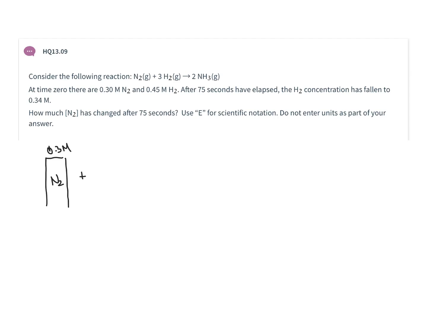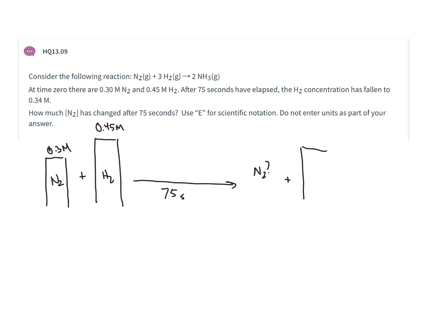I add that to 0.45 molar hydrogen. Those two react for 75 seconds, and after that 75-second time period, I'm left with 0.34 molar hydrogen. So I need to find, I don't know what the nitrogen is, but I do know that my hydrogen concentration is 0.34 molar. So we need to use this change in concentration of the hydrogen to determine the change in concentration of the nitrogen.